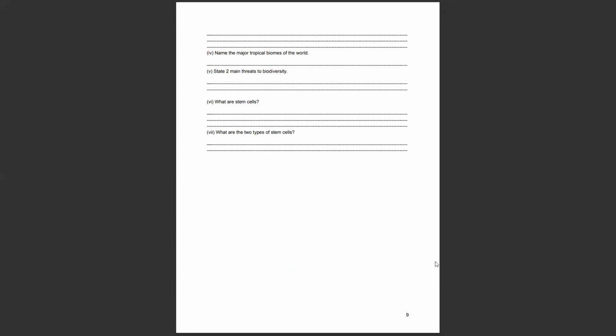Now look at the Roman number 4. Name the major terrestrial biomes of the world. Right? Don't write just one or two there. Let's write all of them. Tropical forest, savanna, deserts, chaparral, temperate grasslands, temperate broadleaf forest, northern coniferous forest and tundra. 1 mark. Give one mark for all of those.